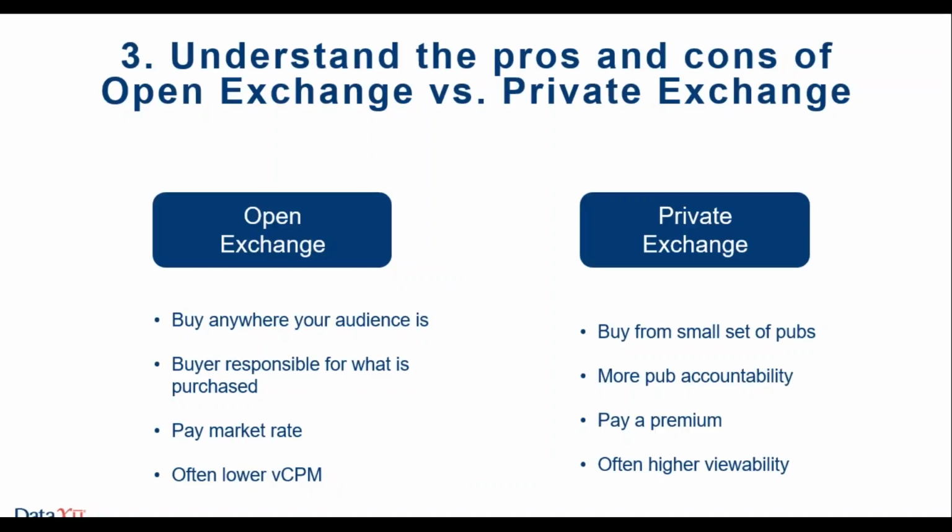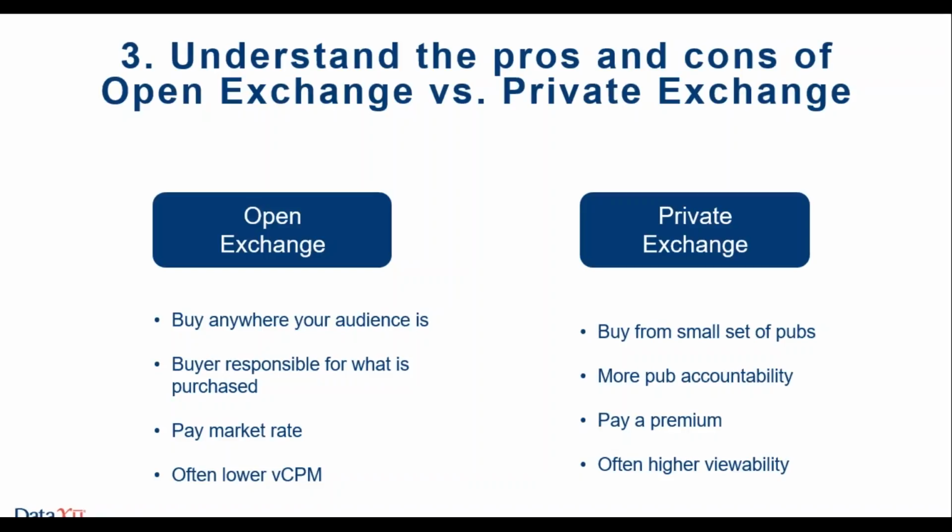Open exchange buying allows advertisers to take advantage of the full scale of programmatic buying and to buy inventory anywhere their target audience is. The buyer, in this case, is the one selecting which impressions and opportunities to bid on and ultimately buy, and as a result, they must be more diligent in ensuring they're finding the highly viewable inventory. When it comes to cost, open exchange buying means that you're paying the market spot price for that individual impression and not locked into higher pre-negotiated rates. This often translates into a better vCPM, which means a lower cost per viewable impression.